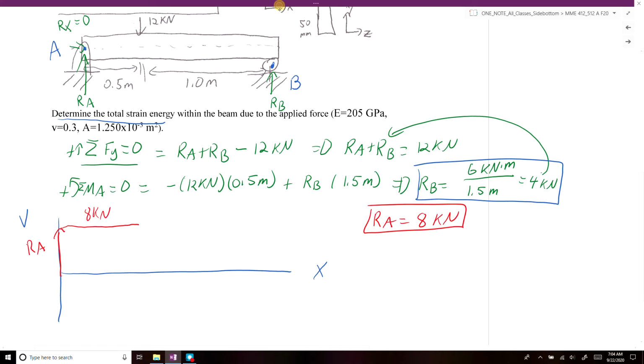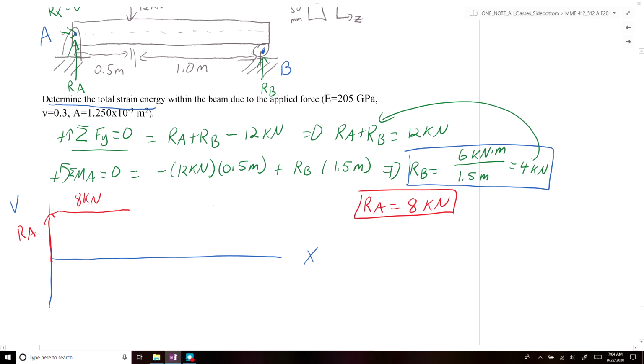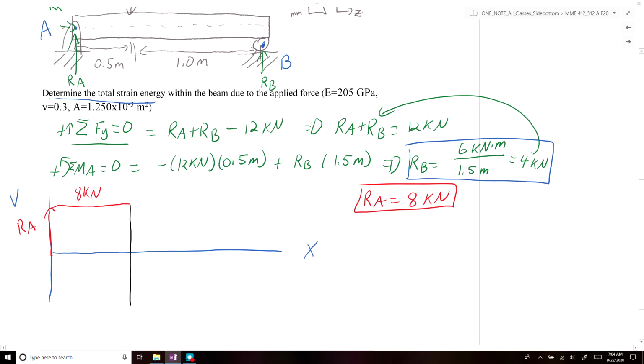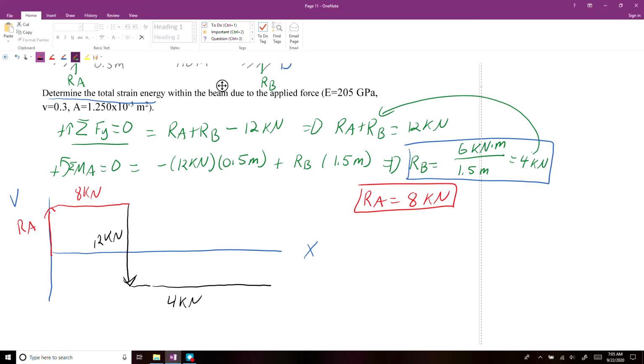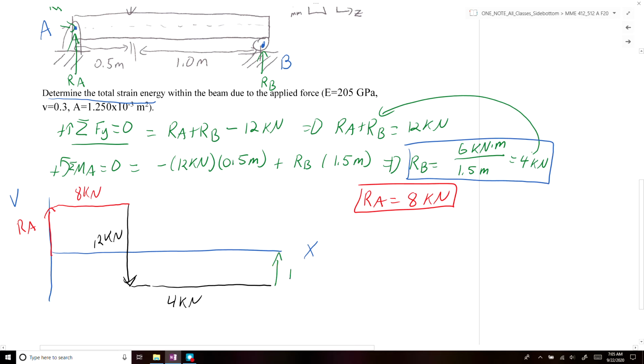Then we have our applied load of 12 kilonewtons at 0.5 meters, so we're left with negative 4 kilonewtons here, all the way until we get to RB, where we then have our 4 kilonewton load bring us back to 0.